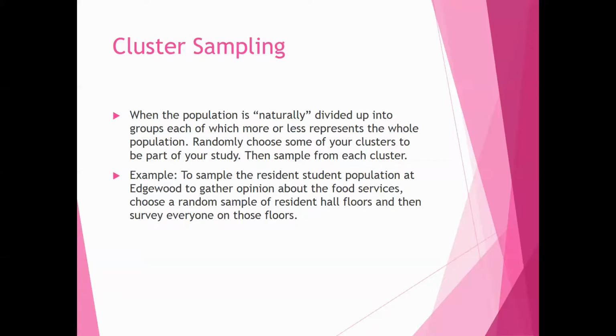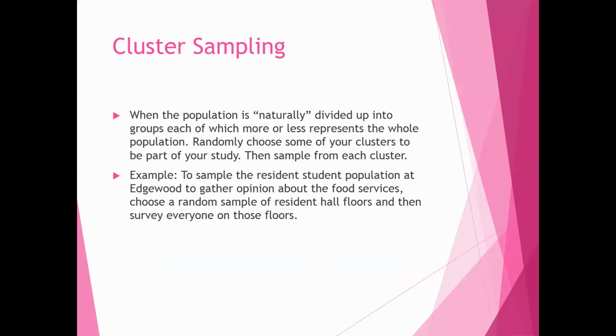Cluster sampling is when the population is naturally divided up into groups, each of which more or less represents the whole. And you randomly choose some of your clusters to be part of your study, and then you sample from each cluster. So, for example, if we were interested in the resident student population at Edgewood to gather opinion about the food services, we might choose a random sample of resident hall floors and then survey every one of those floors. Simple random sample of all the resident students would be harder because they live all over campus, but we just go into a few places.